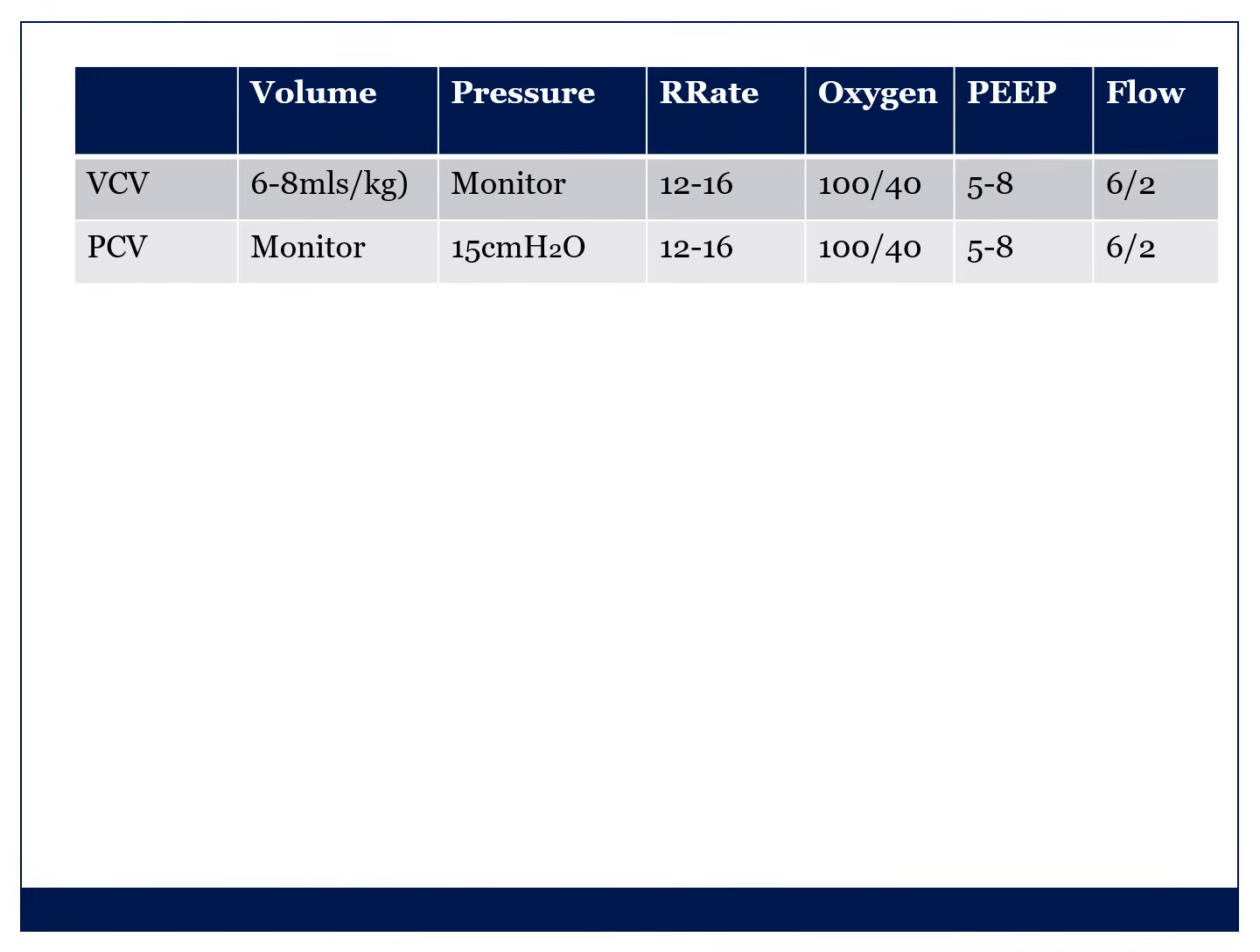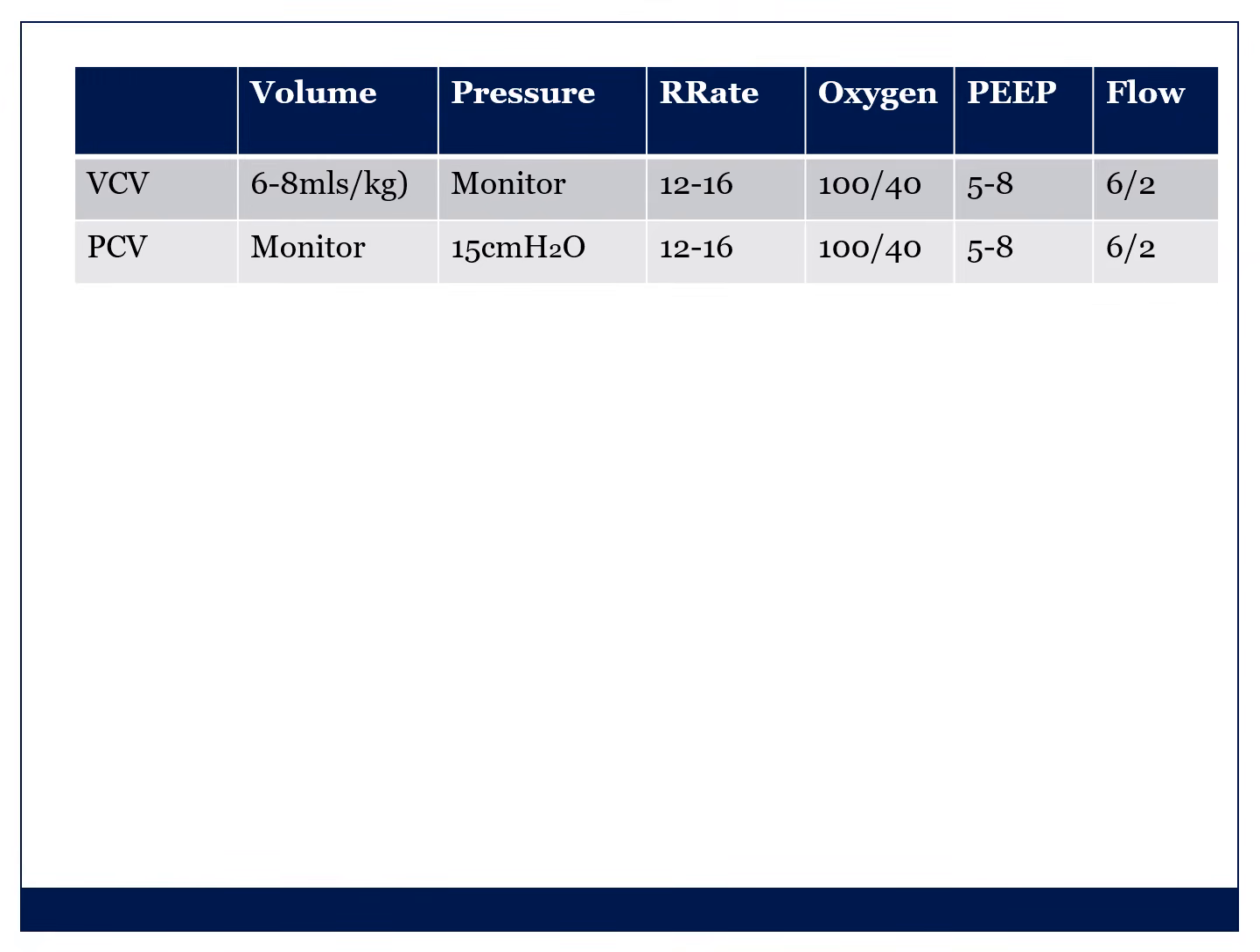For pressure control, you'd monitor the volume while setting the pressure. And I usually start at about 15 centimeters if the PEEP's 5, so a delta P of 10, similar rate, similar oxygen, similar flows. And then I will adjust the pressure that I've set to the volume that I want. So I know I'm trying to get 500 mils. I'll just play with that pressure till I get the volume I want.